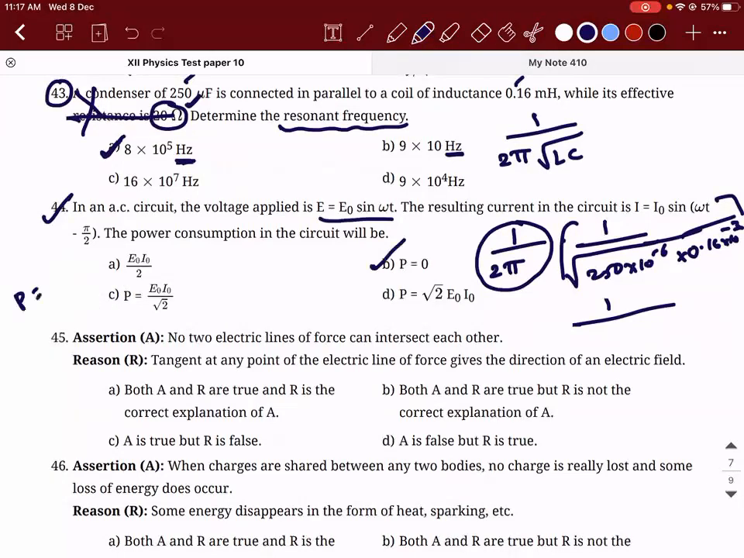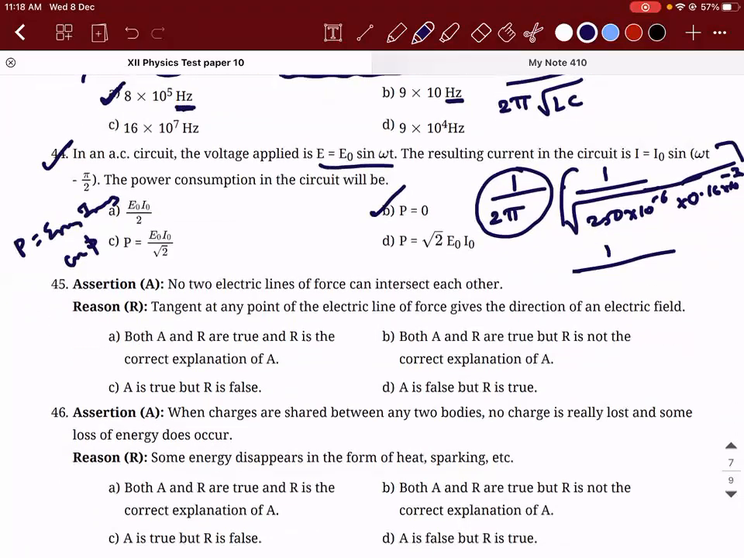Because what is the formula for power? E rms into I rms into cos phi, where phi is the phase difference between the current and the voltage. Here the phase difference is pi by 2, so it will be 0. Had the question been about a resistor, then the answer would have been E naught into I naught divided by 2, because E rms into I rms into cos phi, and phi will be 0 for a resistor.